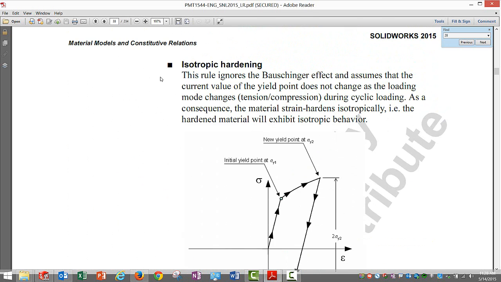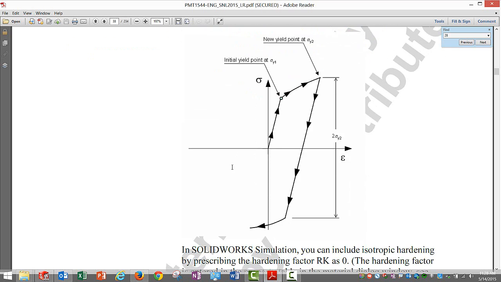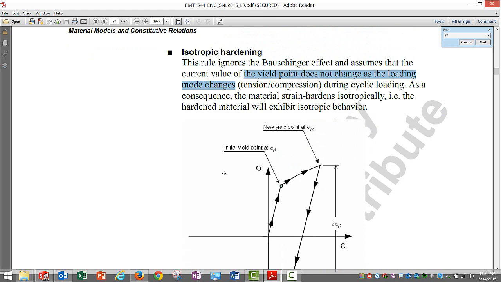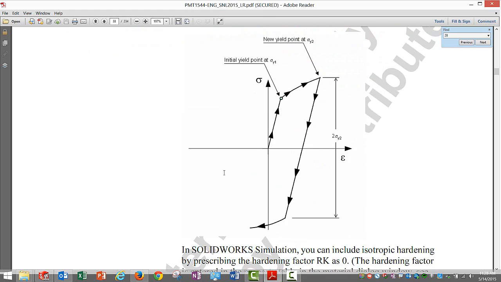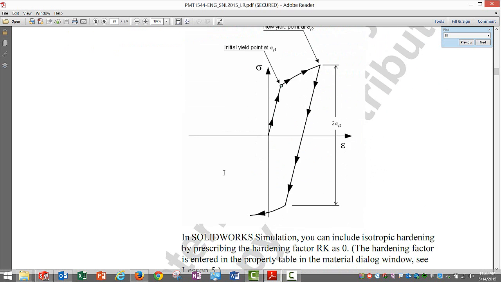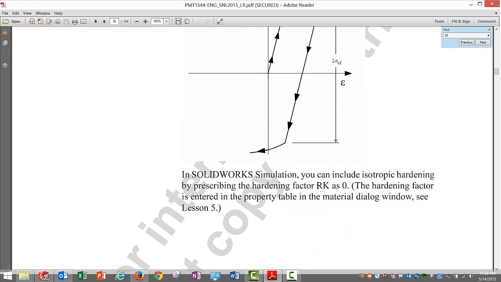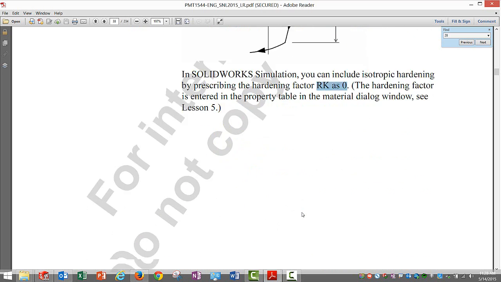Typically, if we are talking about isotropic hardening, this rule is basically ignoring the Bauschinger effect and assumes that the current value of yield point does not change as the loading mode changes. So basically, when the loading is going from tension to compression, the yield strength is almost the same, and there is no Bauschinger effect basically. And this is represented by a value of Rk, which comes in the material property. I'll show you where it is, of 0.